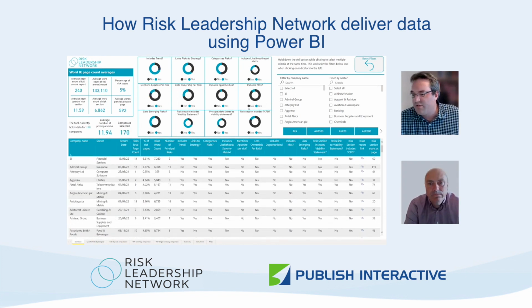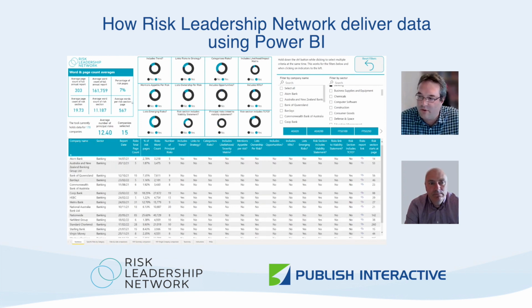Obviously for our members, it's really important to be able to compare themselves by sector, so you could filter by, let's say you're interested in just the banking sector, and all the data points filter down so you can see the average number of principal risks within that banking sector. You can see all of the different ways that they're presenting information. You can see the detail.